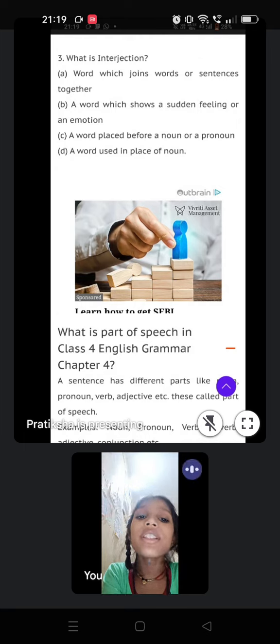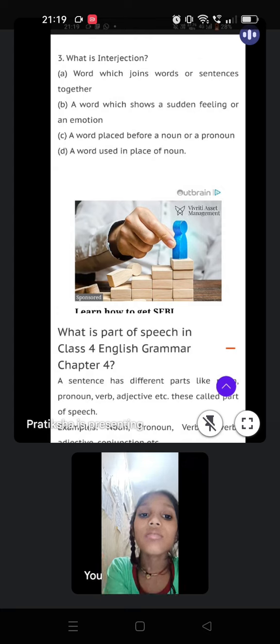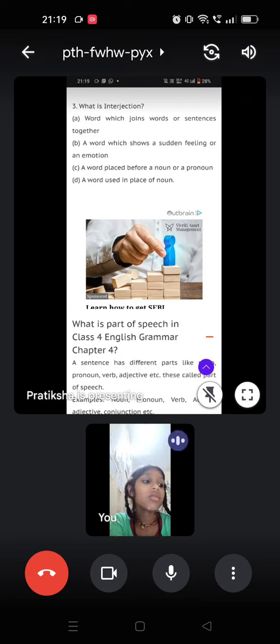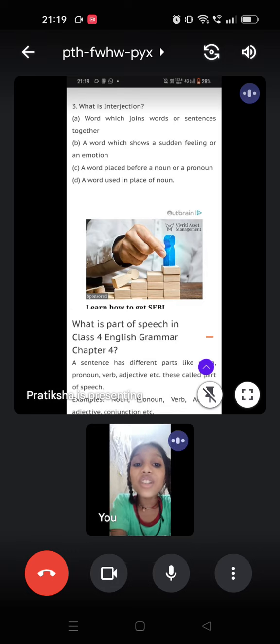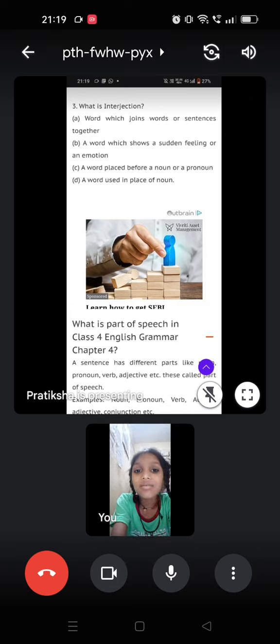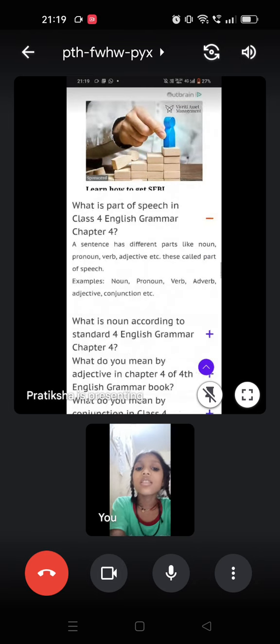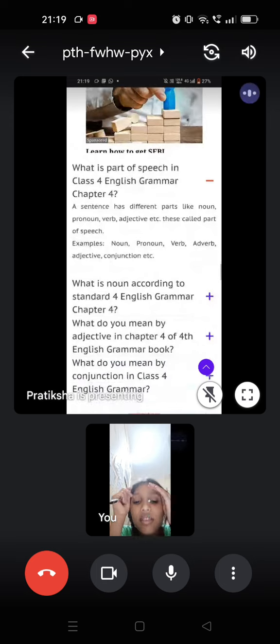Word which joins words or sentences together. No, it is the definition of conjunction. First one is the definition of conjunction. Which is the definition of interjection? Read in the book and tell me. A word which shows a sudden feeling or an emotion. Sudden feeling, right? Yes, ma'am, that one. Okay.